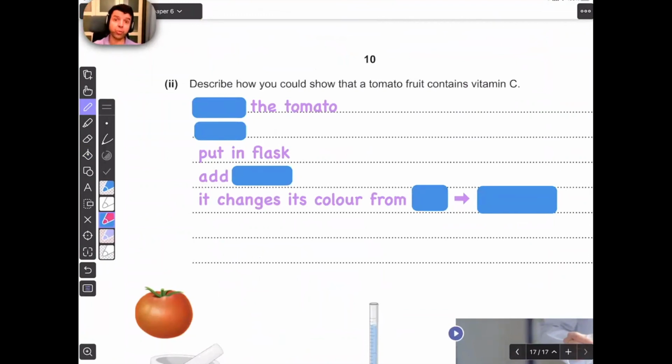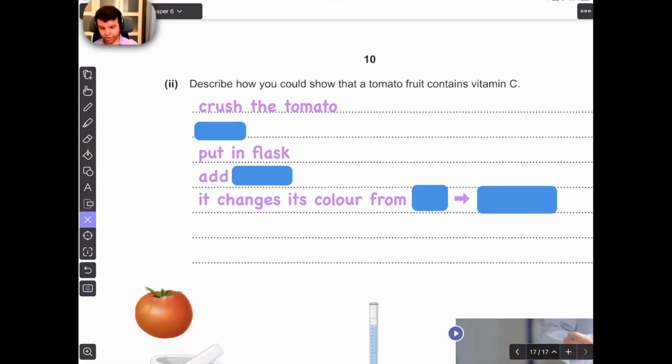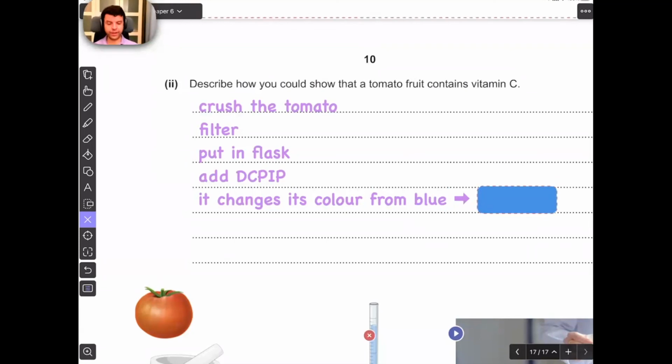You're just here to prove, does it have or does it not have? So crush and filter, put in a flask, add DCPIP, and then see if the color is changing. If the color of the DCPIP goes from blue to colorless, then that would prove that it has vitamin C.